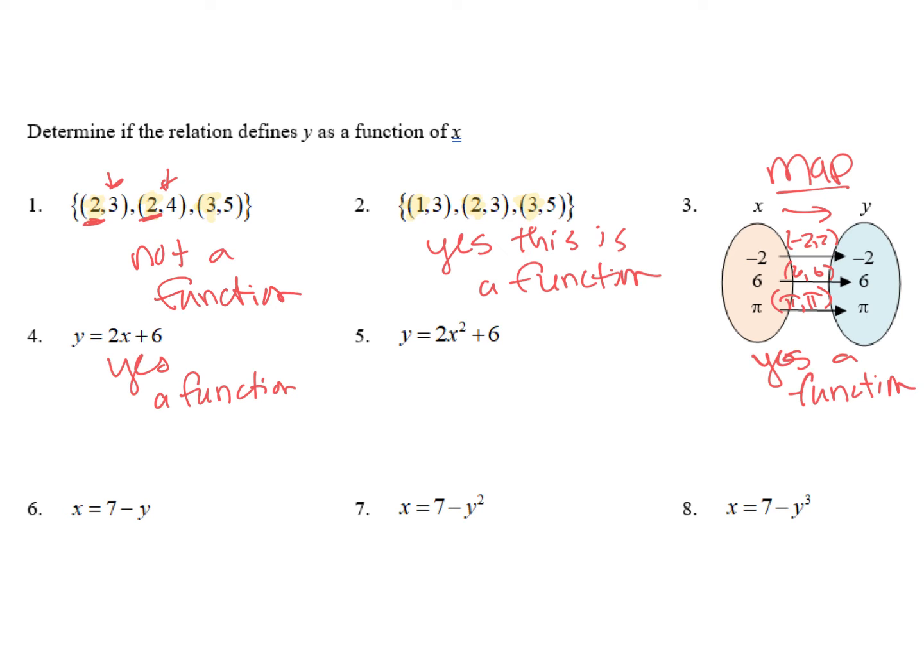Okay, y equals 2x squared plus 6. When I put any number in for x and I square it, I'm going to get one y value out. I put 1 in, 1 squared is 1, 2 times 1 is 2, plus 6 is 8. I put -1 in, well, I'm still going to get positive 8, but by putting -1 in, I don't get a different y value, okay? So this also is a function.